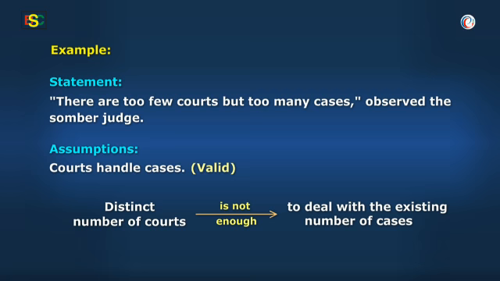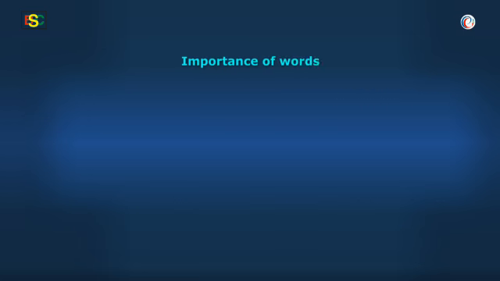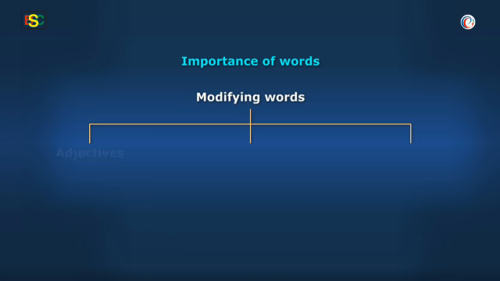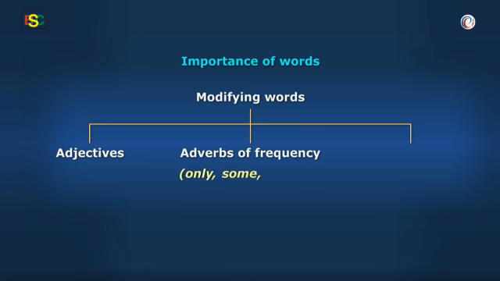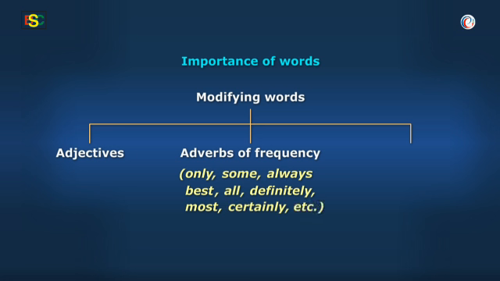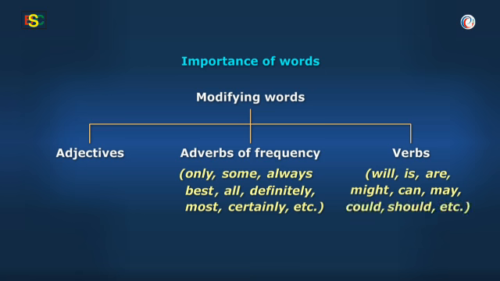Now, Vidya, let me tell you about the importance of words in our topic. Modifying words will play the most crucial role. These modifying words are mostly adjectives and adverbs of frequency like only, some, always, best, all, definitely, most, certainly, etc. But they can also be verbs like will, is, are, might, can, may, could, should, etc.